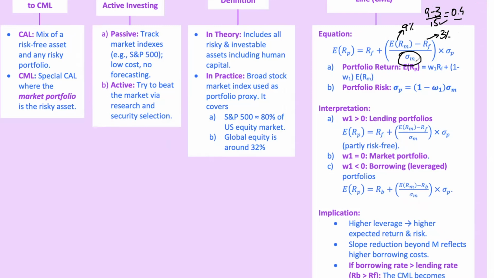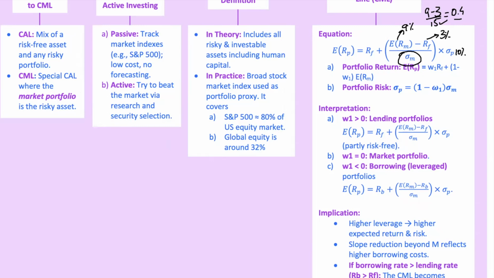Now, this 15 number is the market risk that we assumed here. So if you take on, say, 10% standard deviation in your portfolio, your expected return is 3% plus 0.4 times 10, which equals 7%. Simple, right? That's how you can translate the math into intuition. The CML gives you a clean, linear trade-off between risk and reward.